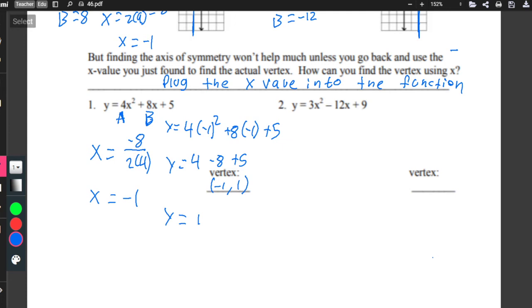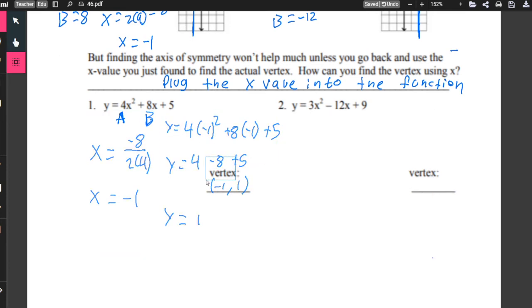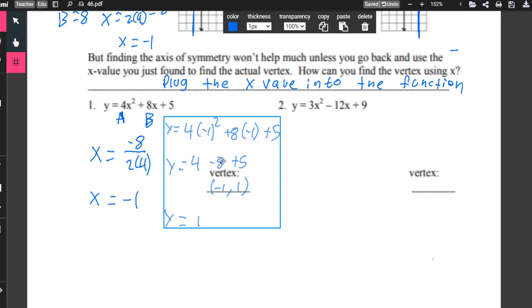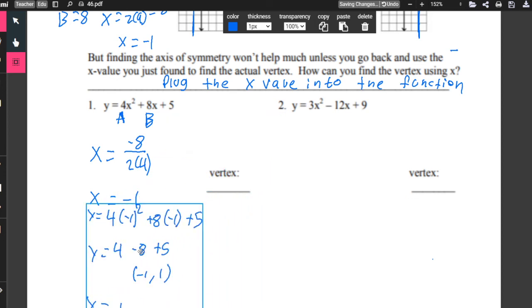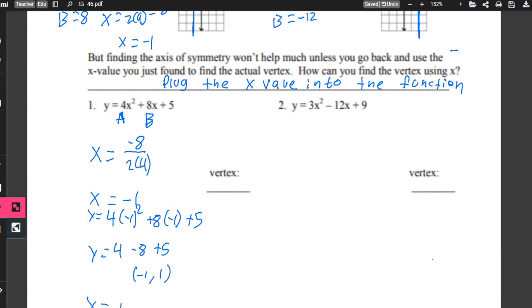And I'm going to, patience. Come on. There we go. I'm going to move this down here just to clean it up a little bit.